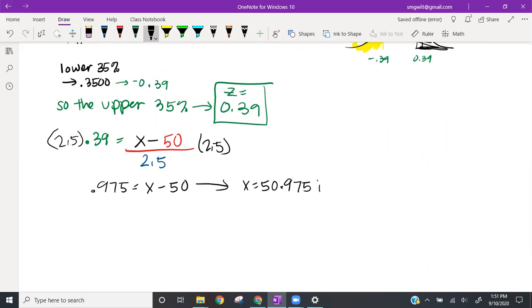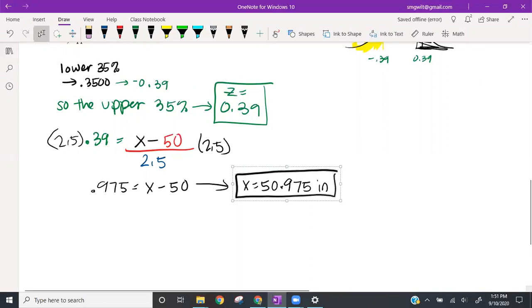50.975 inches. Okay, so remember that symmetry is helpful. If it's asking you for something above a percentage, always just look for the below and then change the sign of the z-score. So since I got a negative z-score for the lower 35%, I just have to change that sign to get the upper.